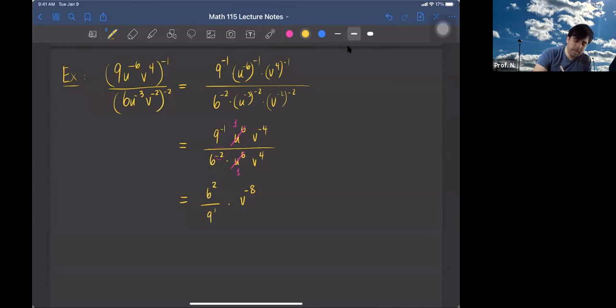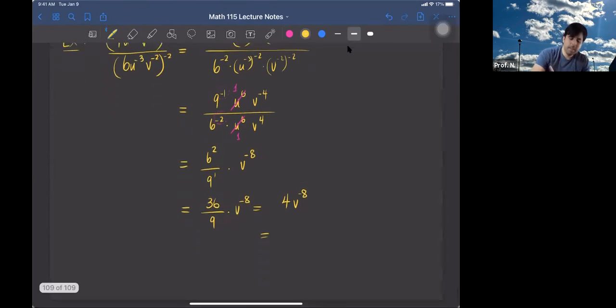And then what's 6 squared? 36. What's 9 to the 1st? 9. And what's 36 over 9? 4. And do I want negative exponents? No. So if I have this v to the -8, what do I do to make that -8 exponent positive? What do I have to do? Make it to the denominator? Yeah, put it in the denominator. So it's 4 over v to the 8th, and that's my final answer. I can't do anything else.